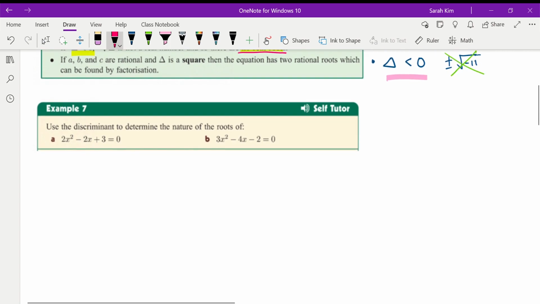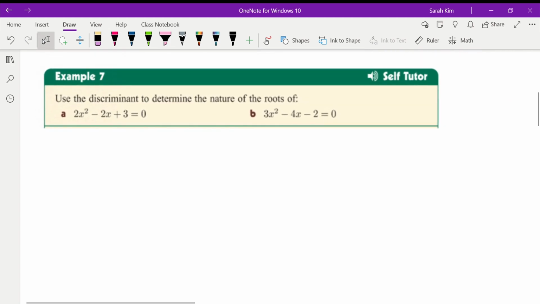Okay, so let's have a go at the question. It says use the discriminant, so I'm going to write the discriminant.